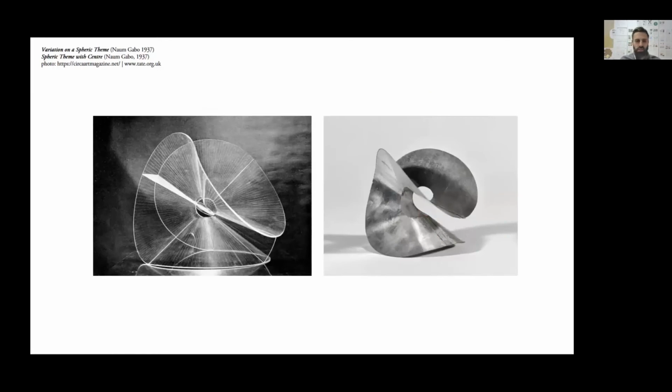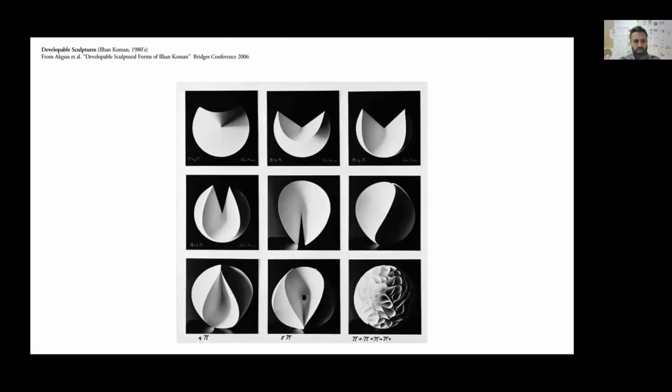Just quickly, I wanted to acknowledge that you may have seen similar objects out in the world, especially in sculpture, especially here with Nam Galbo spheric theme. This is a manifestation of Harris's surface disclination that I showed earlier. And of course, the developable work by Ilhan Koman.